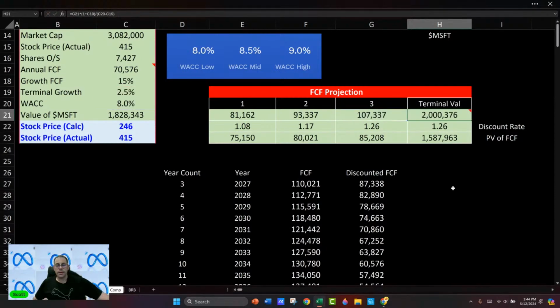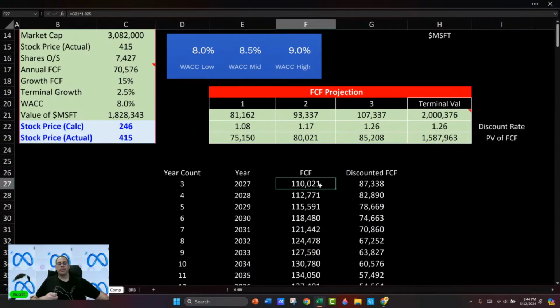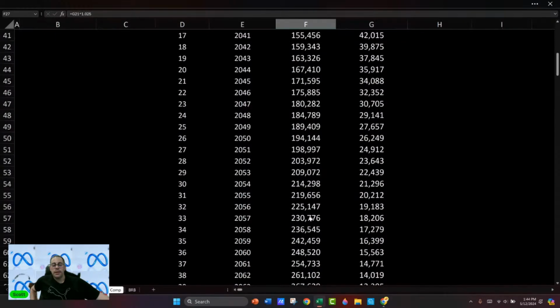WACC minus growth. So I'm just trying to show you what I'm trying to do, which you don't really need to do, is how with the terminal value, it's projecting your cash flows into perpetuity. But once you get beyond a certain point, like 20 years, and apply the discount rate, even though in 2050, we project Microsoft's free cash flow will be 194 billion if they grow at a 2.5% rate, when you discount that, it comes down to 26 billion. So the discounting really drags down the numbers.